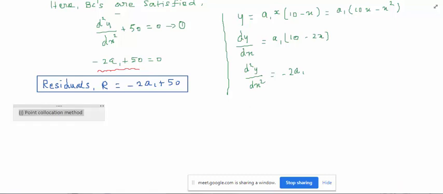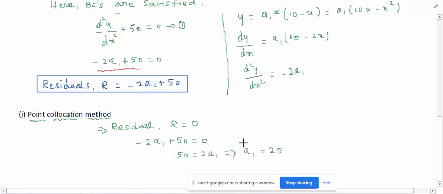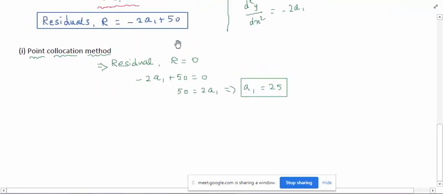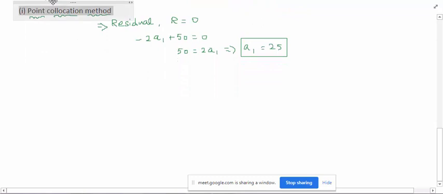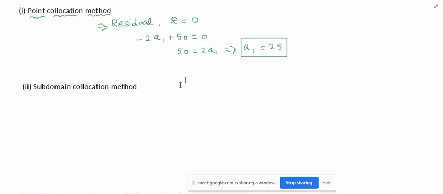Okay, so the first method is point collocation method. Okay, so we know that the residual must be equal to 0. Okay, that is the point collocation method, r equal to 0. Directly we can make this minus 2a1 plus 50 equal to 0. From this we can directly find out the value of a1, so that is 25. Okay, so that is a very simple method, point collocation method. And the next method is the subdomain collocation method, right?